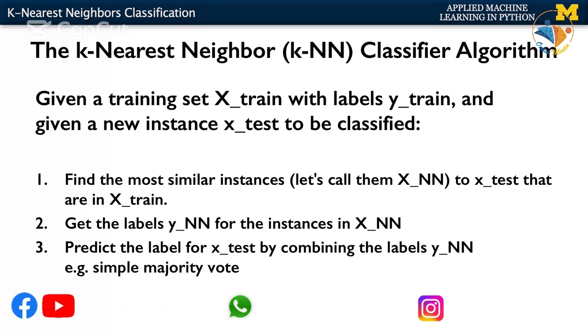Second, the classifier will look up the class labels for those k-nearest neighbor examples. And then once it's done that, it will combine the labels of those examples to make a prediction for the label of the new object, typically, for example, by using simple majority vote. Let's look at a visual example of a KNN classifier that's based on our fruit data set.